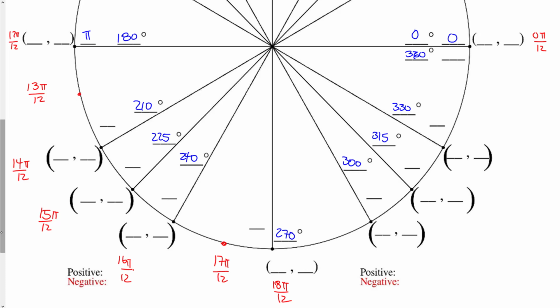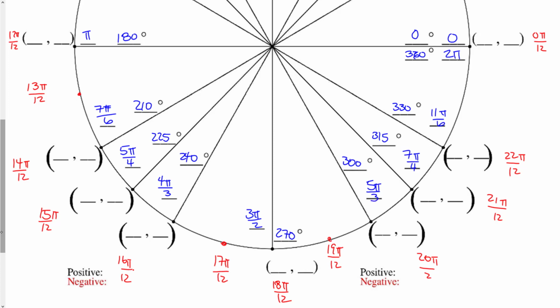All right, reducing these, 14 pi over 12 would become 7 pi over 6. 15 pi over 12 would be 5 pi over 4. 16 pi over 12 would be 4 pi over 3. And 3 pi over 2. This point would be 19 pi over 12, 20 pi over 12, 21 pi over 12, 22 pi over 12, and then the remaining one there will be 23 and then 24. But I think it's pretty obvious that this is 2 pi. 22 pi over 12 would be 11 pi over 6. Then this would be 7 pi over 4 and 5 pi over 3. So there you've got it.